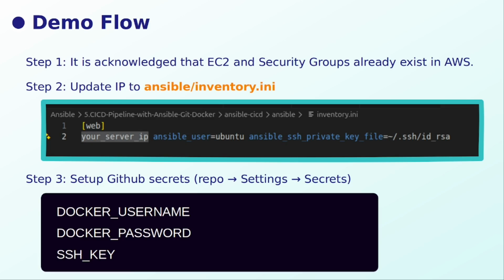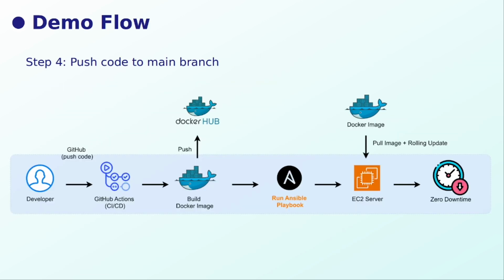Demo flow. To run this demo, we follow these simple steps. First, we assume the EC2 and security groups are already created in AWS. Next, we update the server IP address inside the inventory file. Then we configure GitHub secrets in the repository settings. Finally, we push code to the main branch. This will automatically trigger the CI/CD pipeline and start deployment.